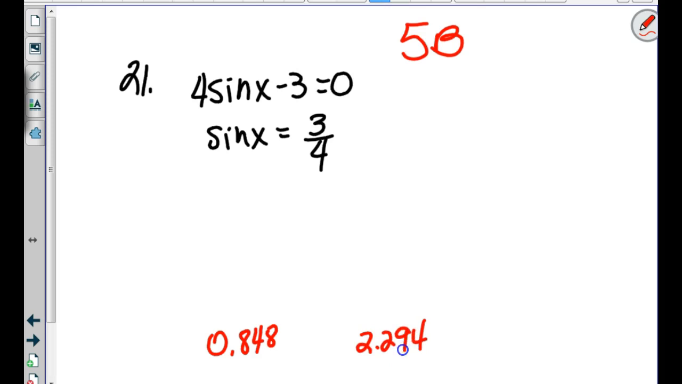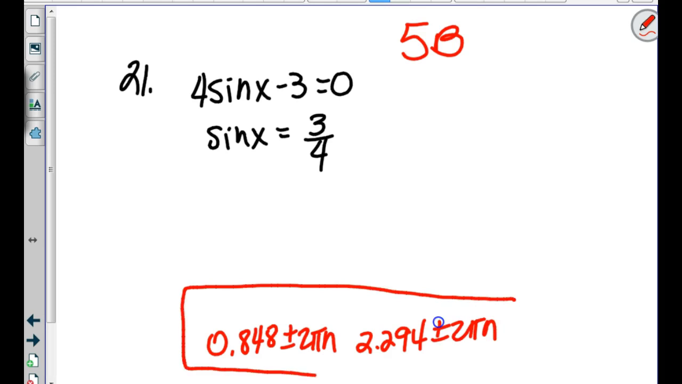So if that was the directions, we'd be done. But this one says all, right? So what are we going to put on the back? That's it. Plus or minus 2 pi n. There is a calculator question on the quiz. I think it does not say all solutions, so you just have to find me the decimals in the window, but did you need to try one more of those or not?